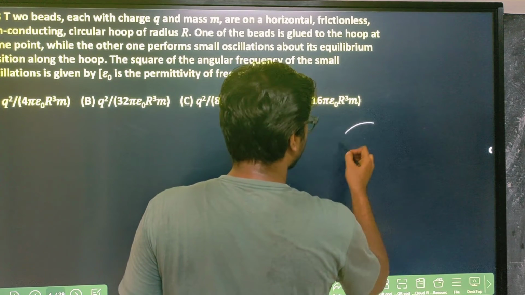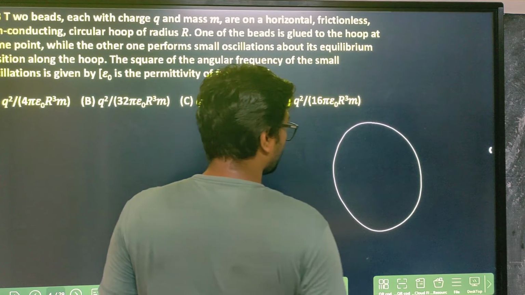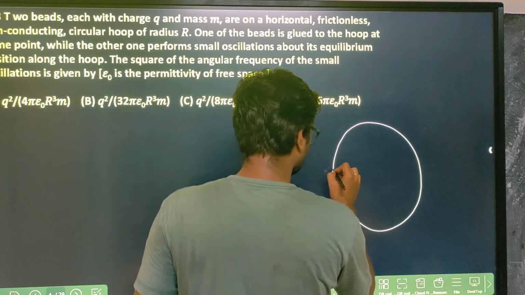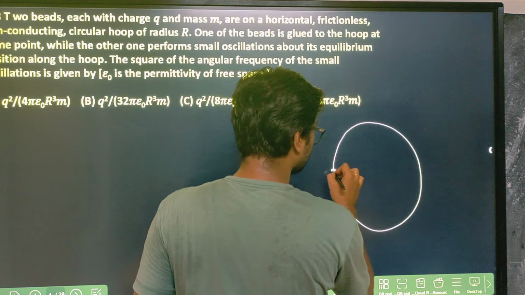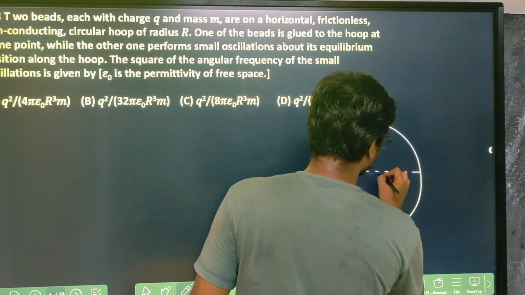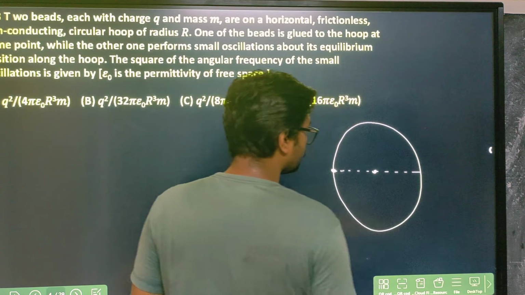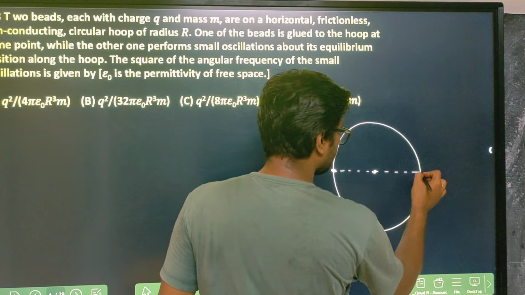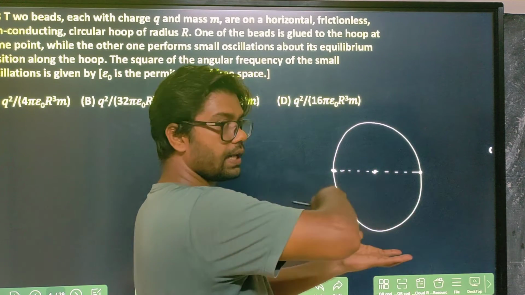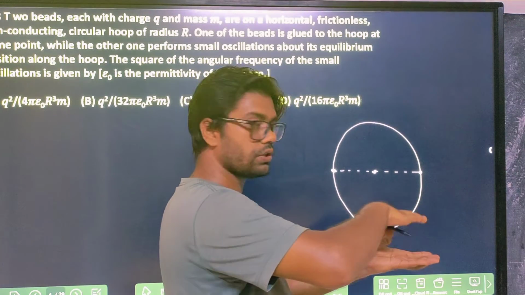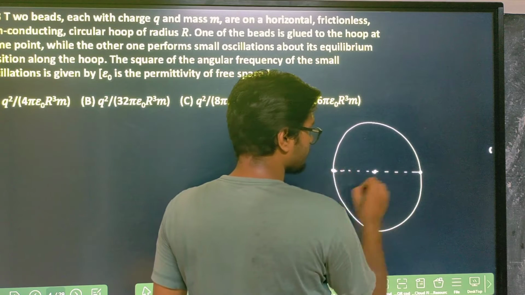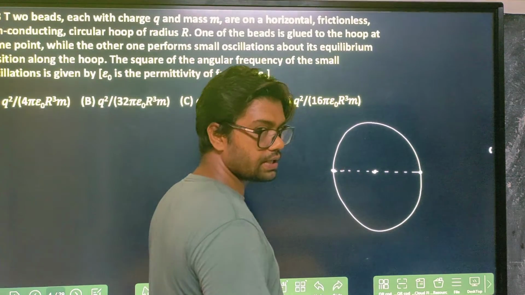Basically this is a circular hoop they are telling, right? And here one bead is there, right? And this one you can say that this is the center of that circular hoop, and another bead is there. It is in equilibrium. All these things are on your horizontal table, right? So here the mass is m, charge is q. This one also mass is m, charge is q, right?